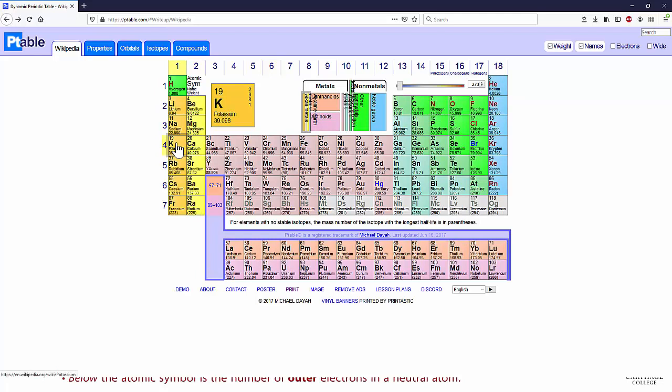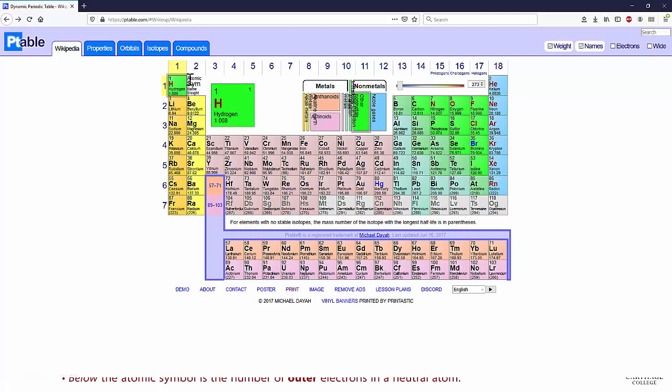So for potassium, you see 2, 8, 8, 1. Those are the total number of electrons in those 4 shells that potassium has there. So the outermost shell there is 1 electron. You'll notice that when we go to sodium, the outermost shell has 1, lithium, outermost shell has 1, and hydrogen, outermost shell has 1. So you can do that across the periodic table.